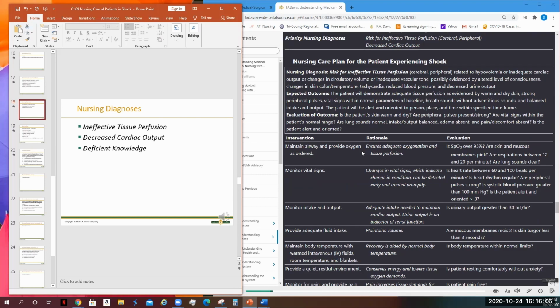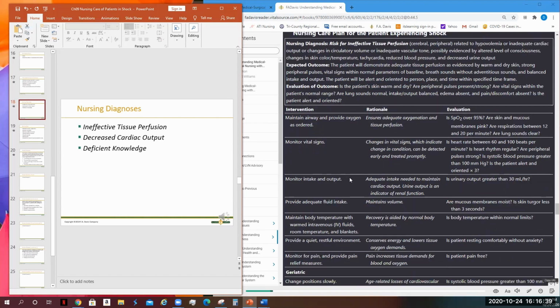Another intervention will be to monitor vital signs. Changes in vital signs, which indicate a change in condition, can be detected early and treated promptly. So is the heart rate between 60 and 100 beats per minute? Is the heart rhythm regular? Are peripheral pulses strong? Is systolic blood pressure greater than 100 mmHg? And is the patient alert and oriented times 3?